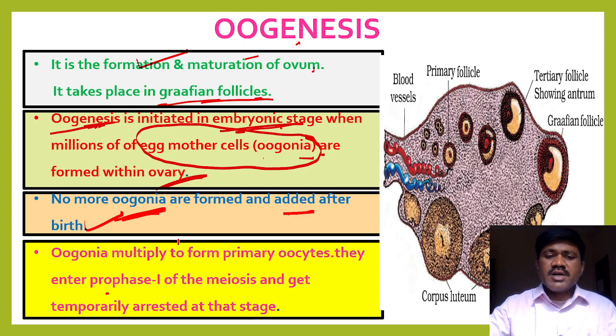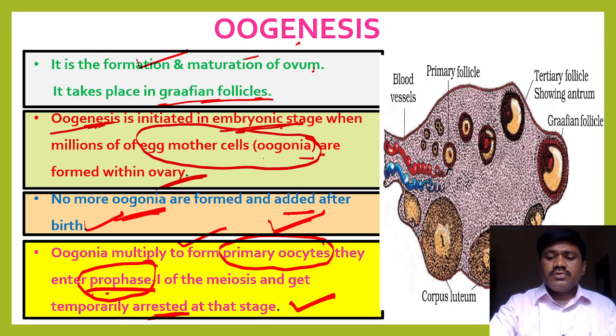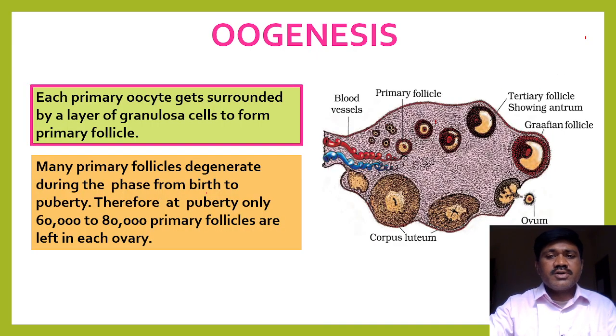These oogonia generally multiply and they form what? Primary oocytes. When the female baby is born, at that time primary oocytes are present in the ovary. These primary oocytes start cell division and enter into the prophase 1 of the meiosis, and this cell division is temporarily arrested in the prophase 1 of the meiosis. So this we have to remember. When this prophase 1 will be continued, we will try to understand.